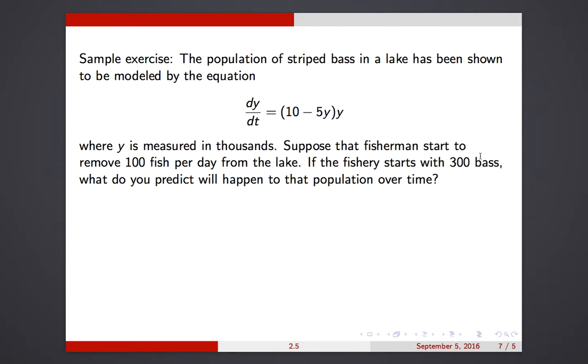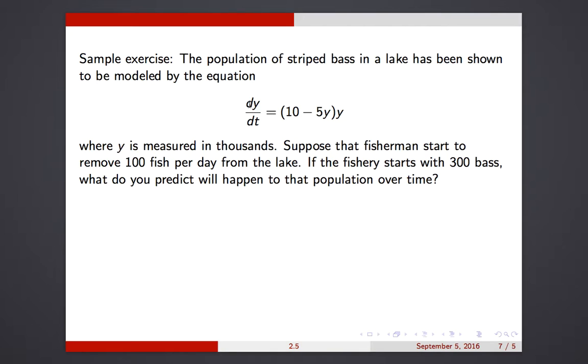So if we start with 300 bass in this setup, ignoring this sentence for a second, we would expect to grow towards 2,000 over time, because y equals 2 is the stable equilibrium.